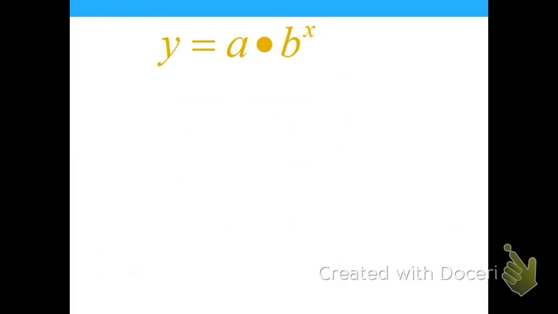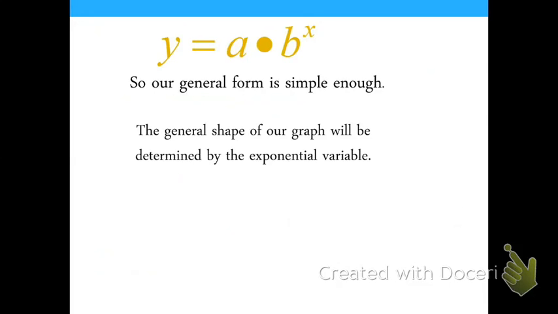So y is equal to a times b to the x. Our general form is simple enough. The general shape of our graph will be determined by the exponential variable. Make sure you guys put this in your notes, okay? That's what's missing right there. All right.